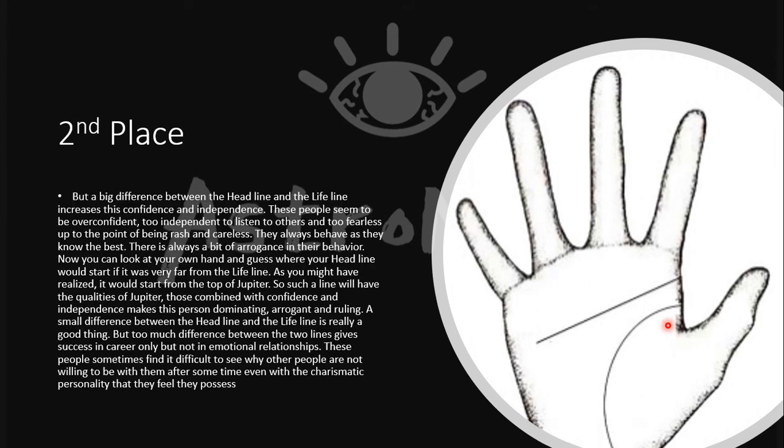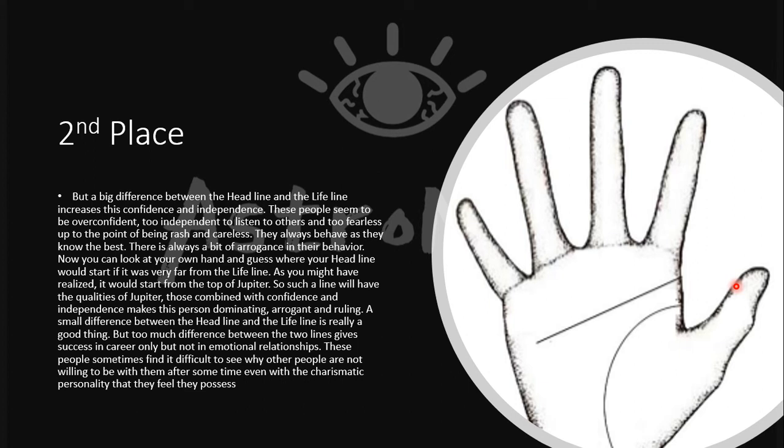The second place is where there is a big difference between the headline and the lifeline. As you can see, there is a big difference, and it starts from the mount of Jupiter. It gives very good confidence and independence in nature, and these people will be very confident, but it can turn into overconfidence, and they can be too independent to listen to others. They can be too fearless at some point, and careless also. They always behave as if they know best.